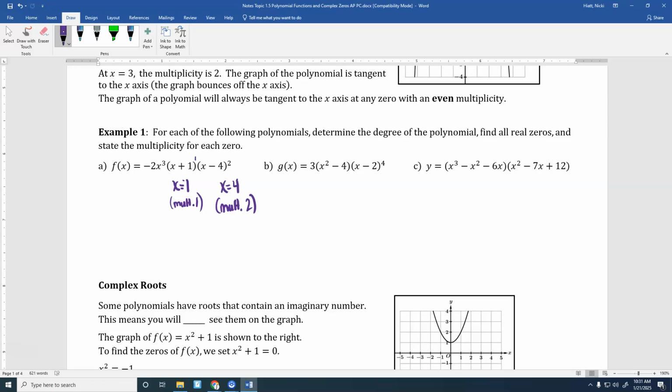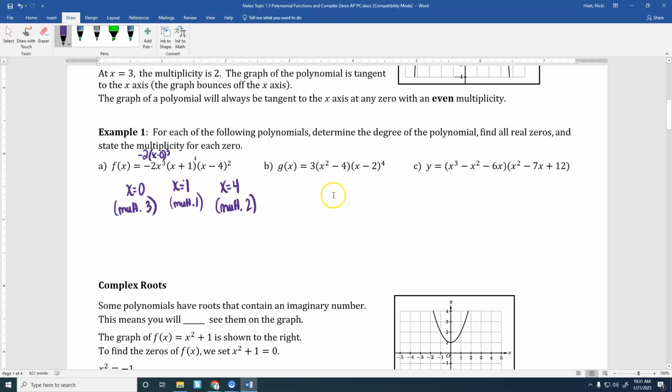And then over here, we had x equals 0 because there's nothing with that x, so it could be written like this, x minus 0 to the third power, or x plus 0, it doesn't matter because it's 0. And then that has a multiplicity of 3 for that one. So we had already talked about that problem.